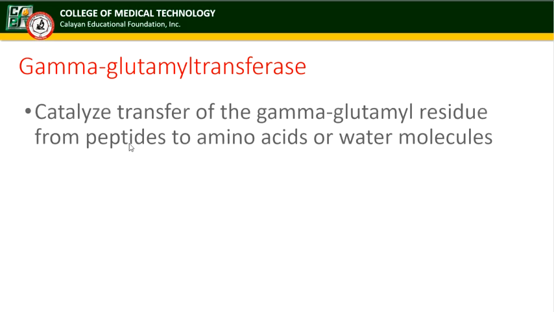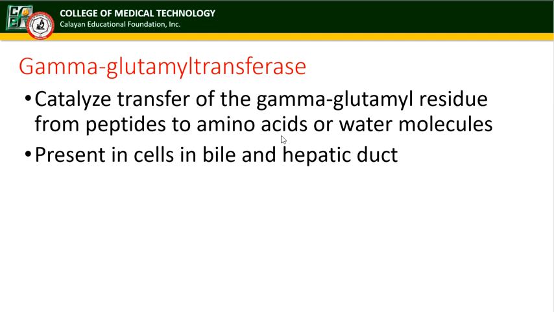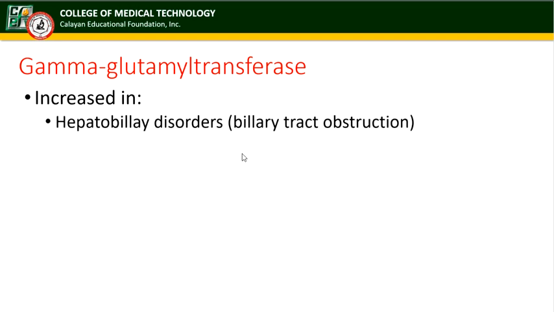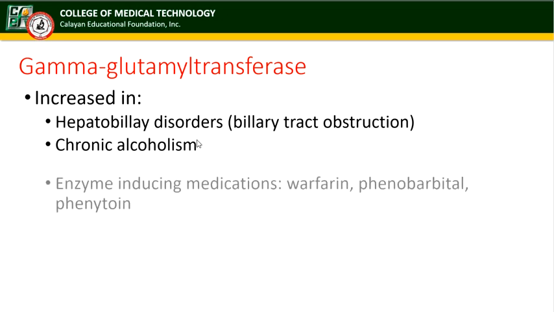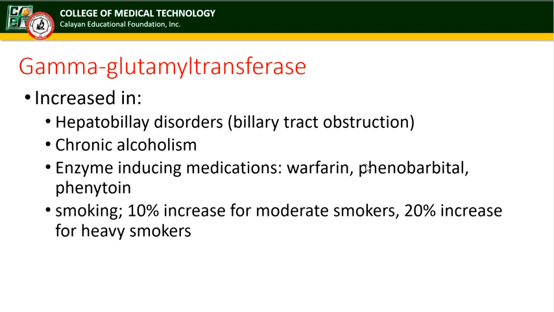Next is GGT. So GGT catalyzes transfer of gamma-glutamyl residue from peptides to amino acids or water molecules. These are present in cells in bile and hepatic ducts. So GGT is increased in hepatobiliary disorders or biliary tract obstruction, chronic alcoholism, enzyme-inducing medications, so kapag naka-warfarin, phenobarbital, and phenytoin. Smoking. So, tandaan nito. Smoking increase, 10% increase for moderate smokers, and 20% increase for heavy smokers.